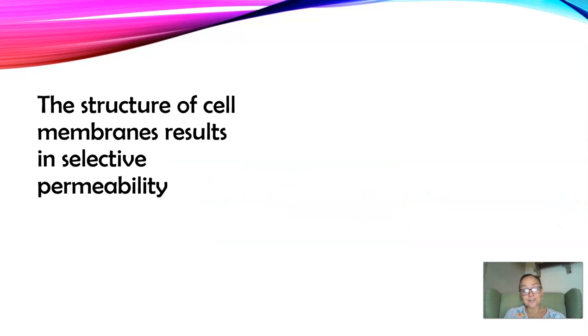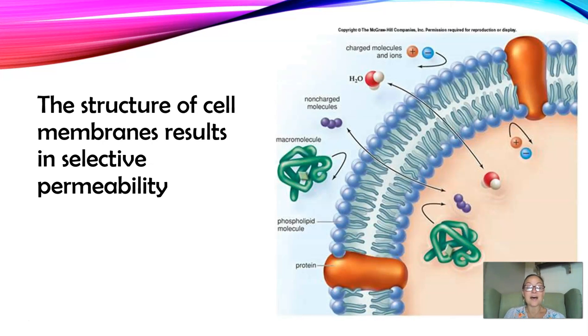So this structure of the cell membrane does result in selective permeability. The fact that the lipid bilayer has that nonpolar center does prevent some molecules from entering by simple diffusion. Molecules that are charged, like ions, or polar molecules like ammonia, for example, will not be able to just diffuse right through the lipid bilayer. So therefore, the lipid bilayer is selectively permeable.